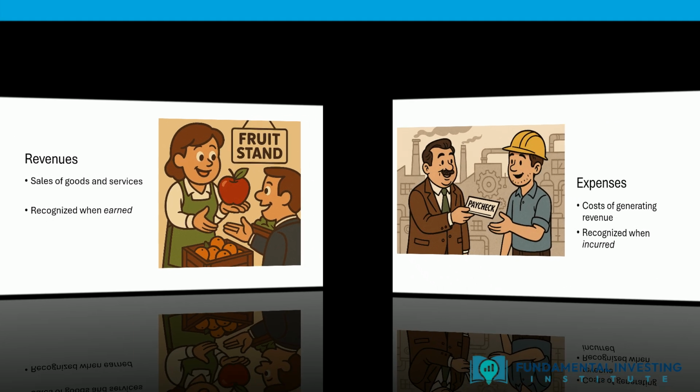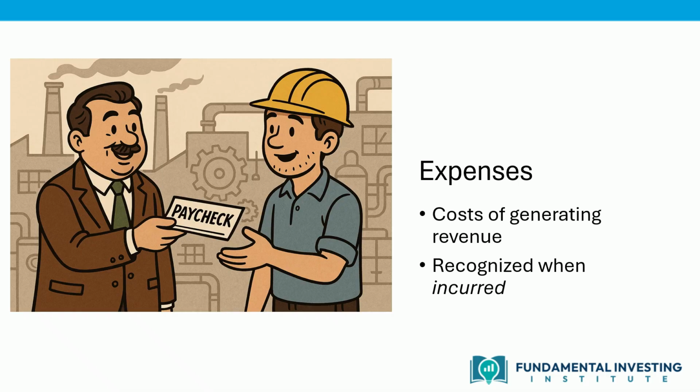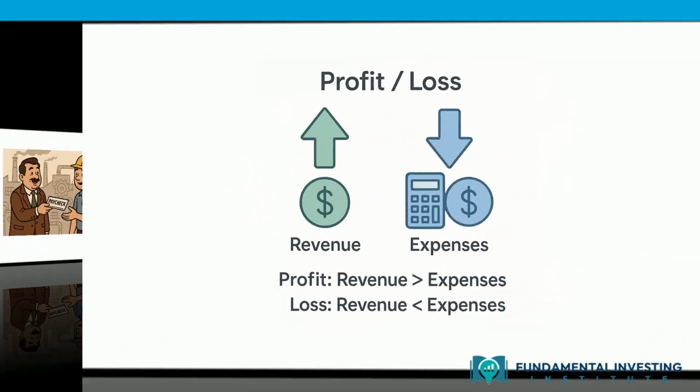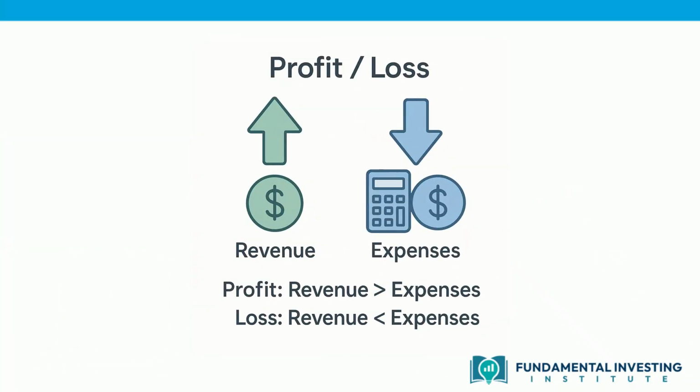Expenses are the costs associated with generating revenue. These include things like employee wages, office expenses, and taxes. Expenses are recognized when they are incurred, regardless of when payment is made. Profit is revenues minus expenses. A company generates a profit when revenues are greater than expenses and generates a loss when revenues are less than expenses.